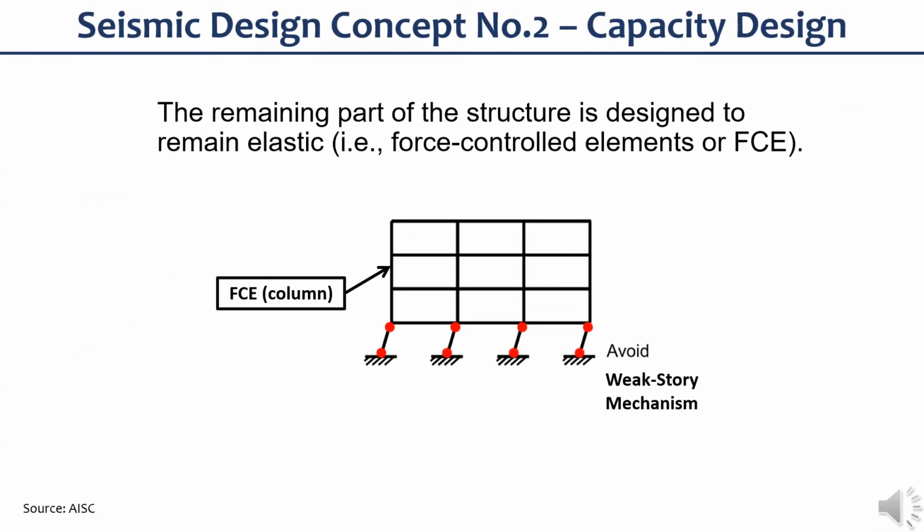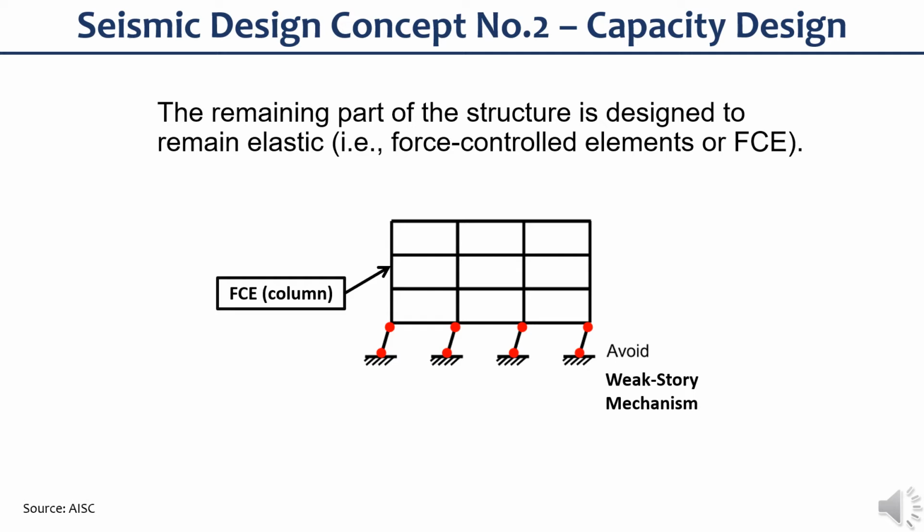The second design concept is what we call the capacity design. In this concept, the remaining part of the structure is designed to remain elastic. That is what we call the force-controlled elements, or FCE. Note that in SMF, the FCEs are the columns. It is important to know that the quality of lateral force resisting system is not only due to strength. Proportioning is the very key to good behavior.